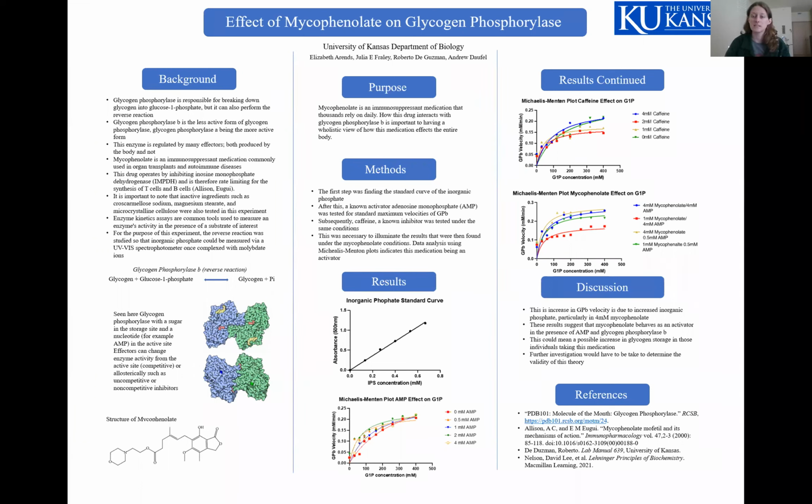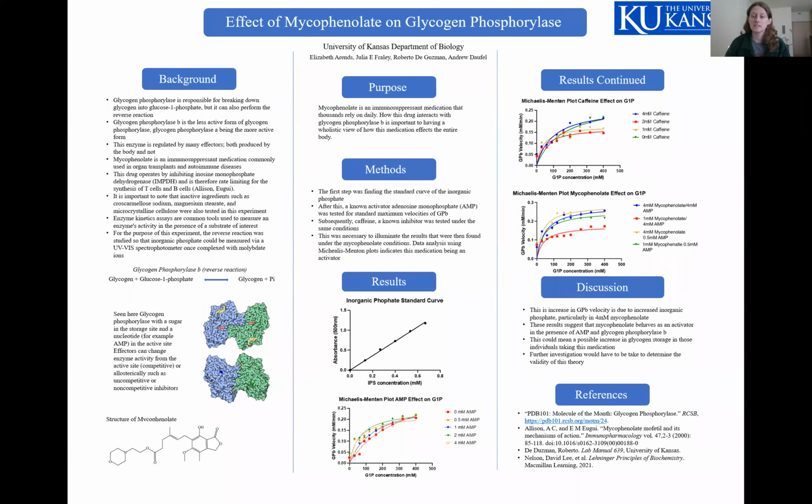For this experiment, what we wanted to do was study this reverse reaction right here. As you can see, this is glycogen 1-phosphate being added to glycogen and leaving an inorganic phosphate aside. That was what we were able to measure in this experiment, inorganic phosphate, as you will see in later graphs. Glycogen phosphorylase has many different effectors, activators, and inhibitors, and I wanted to know whether mycophenolate would have an effect on this enzyme.